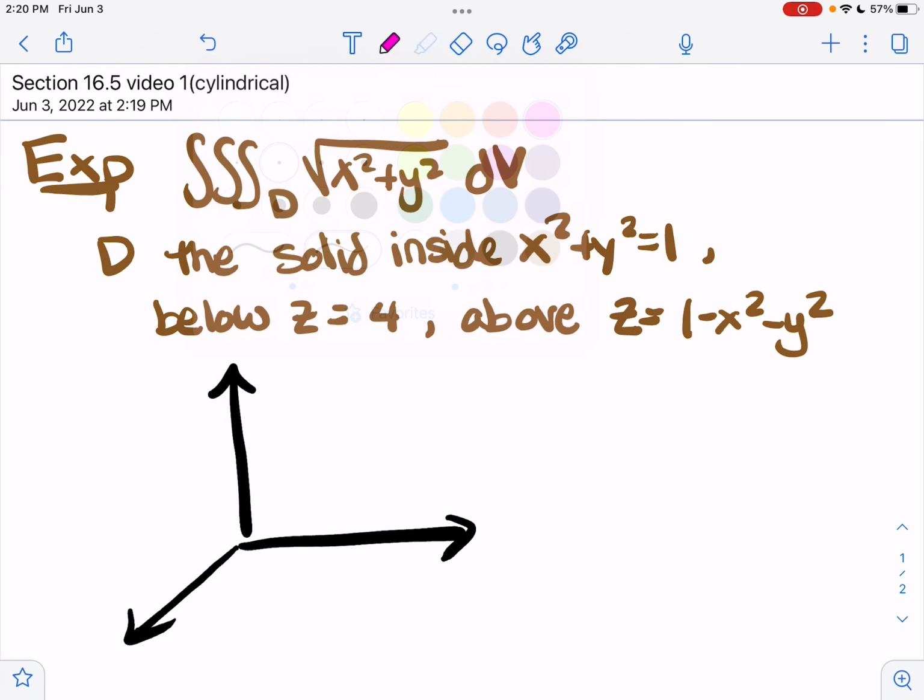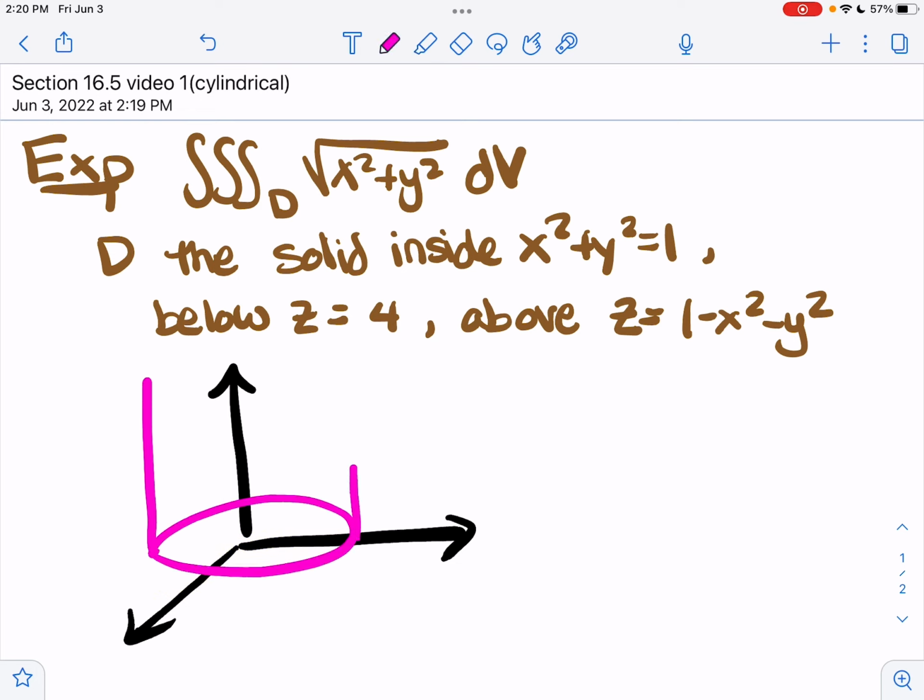Let's take a look. We've got here x squared plus y squared equals 1. That's a circle in the xy plane, which means it's a cylinder for us. So this is a cylinder. We have a base of a cylinder going up, above or below z equals 4, so the cylinder's cut off above at z equals 4. Z equals 4 is a horizontal plane, so that gives an upper cap to this cylinder.